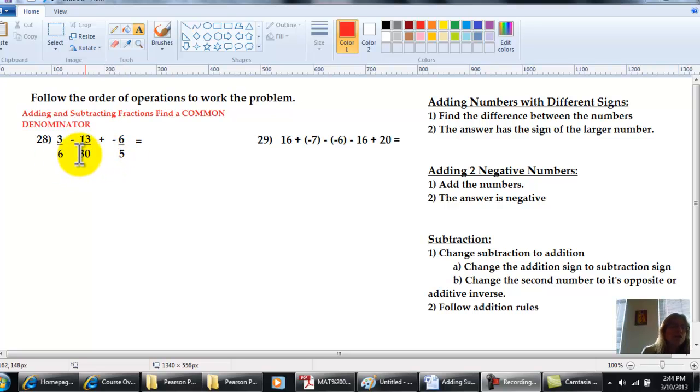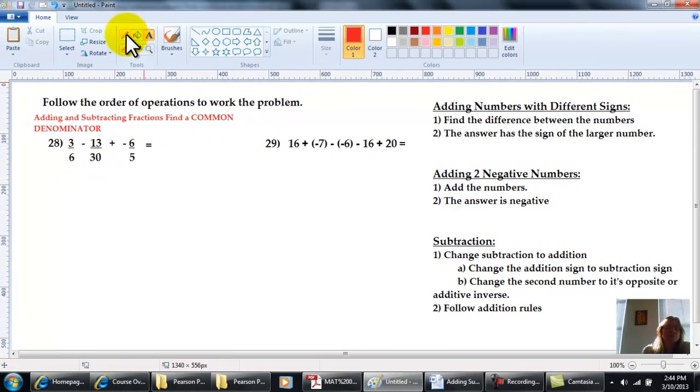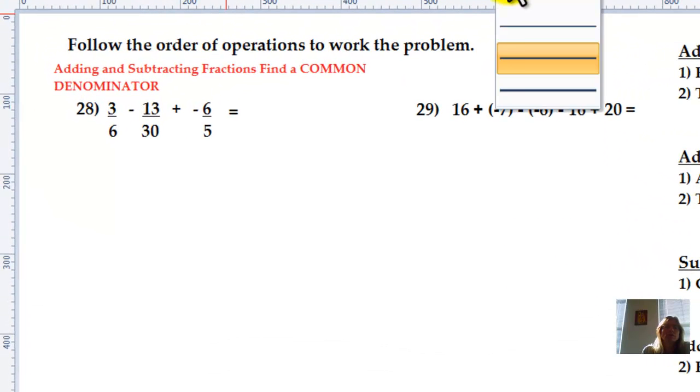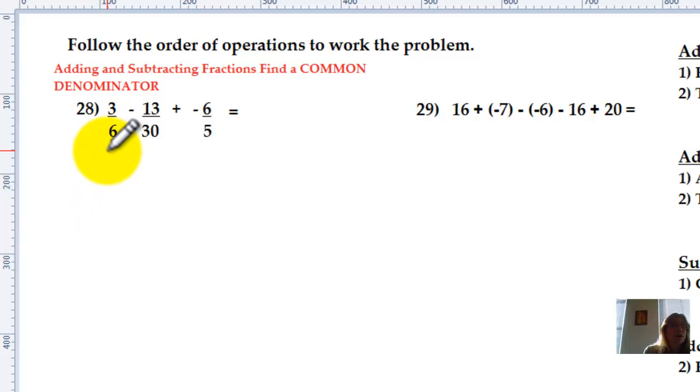We don't have to change all these fractions. We just have to change this one, the negative 6/5 and the 3/6, to denominators with 30. Alright, so I'm going to work vertically on these problems. So let's change our denominators. We're going to take the first fraction and multiply this denominator by 5. So that forces us to multiply the numerator by 5.